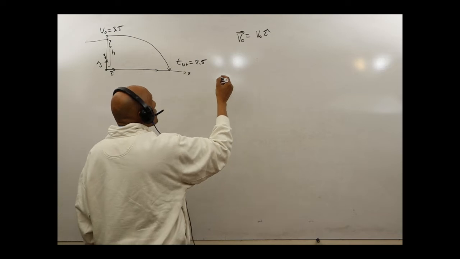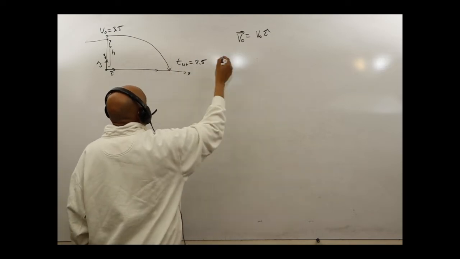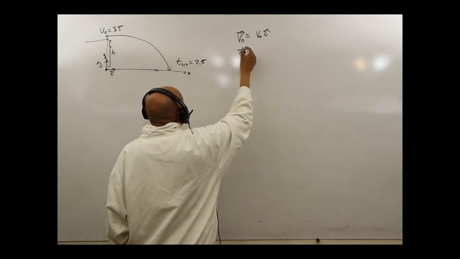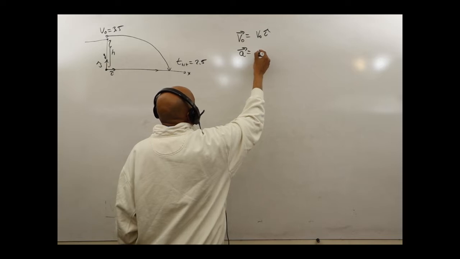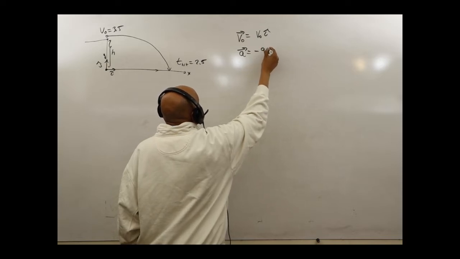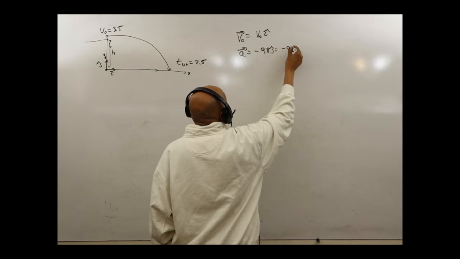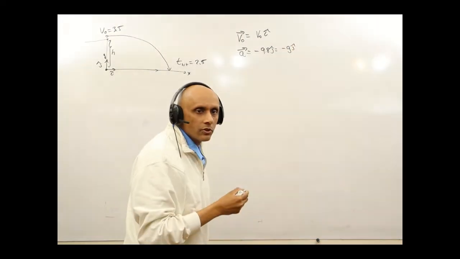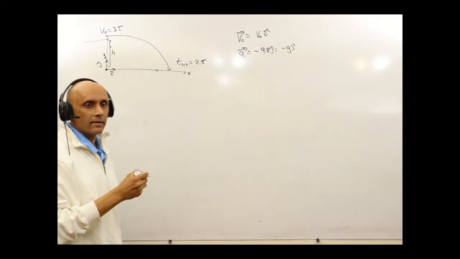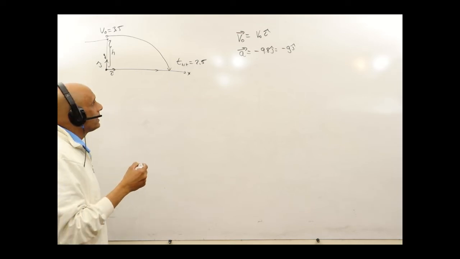And the acceleration due to gravity, if it's a free fall object, the acceleration vector is given as minus 9.8 j, which I'm going to denote by minus g j. Is this on the screen? Yeah, it's on the screen. Excellent.